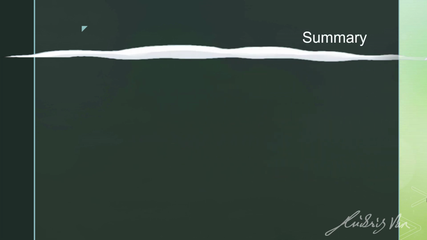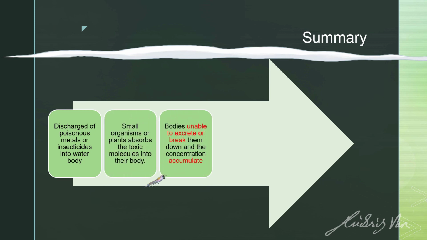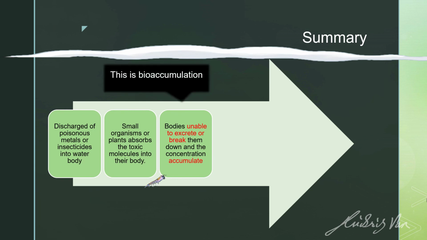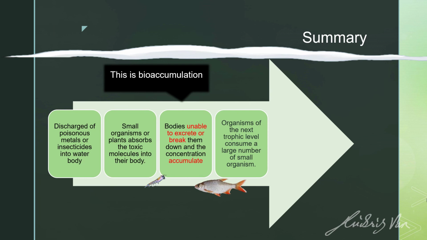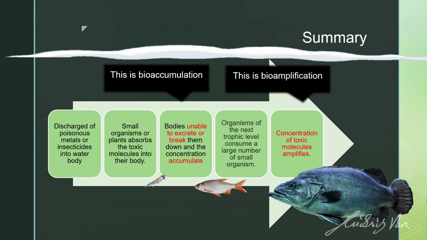So in summary, discharge of poisonous matter or insecticide into a water body will cause small organisms or plants to absorb the toxic molecules into their body. Their bodies are unable to excrete or break them down, and the concentration will accumulate. This is known as bioaccumulation. Organisms of the next trophic level will consume a large number of the smaller organisms, and the concentration of toxic molecules amplifies. And this is known as bioamplification.